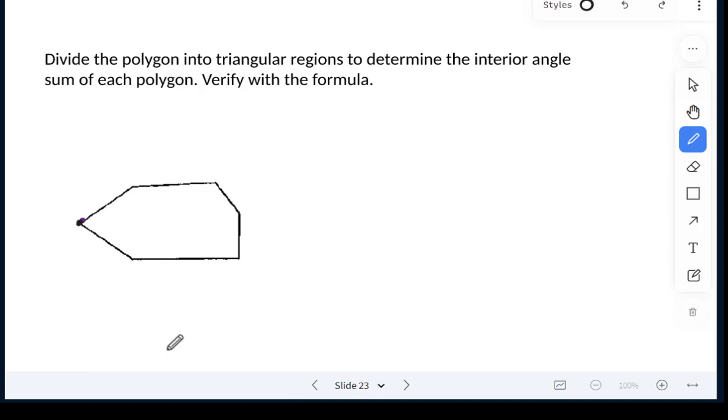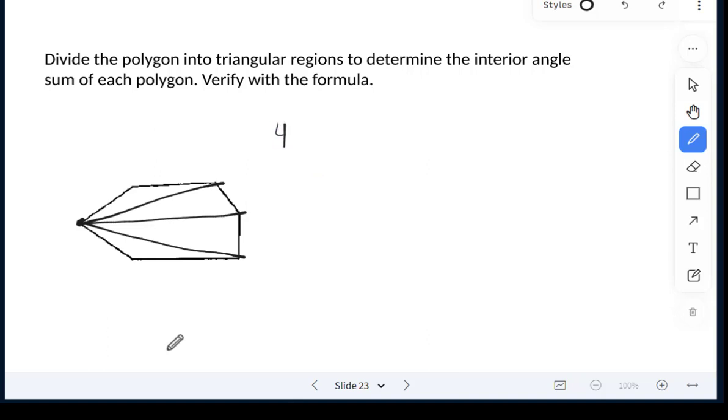So let's start with this. We'll start with this vertex here. So I can split this into 1, 2, 3 lines, which makes 4 triangles. 1, 2, 3, 4. There's 4 triangles here.